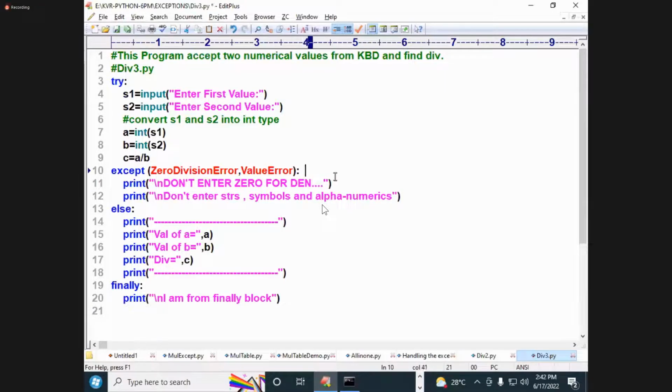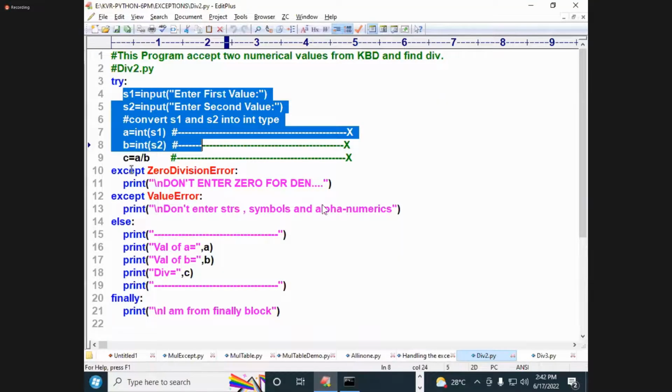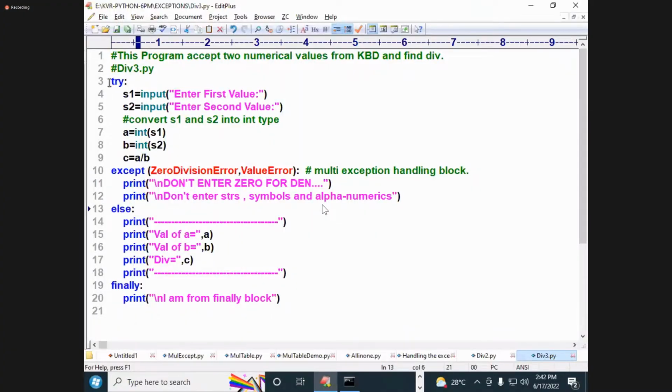Multi exception handling block. Clear or not clear? Clear. Well, the previous one is called what? Single except block. If you like this facility, follow this facility. I will give all the forms now. Clear? So this is called a single except block.